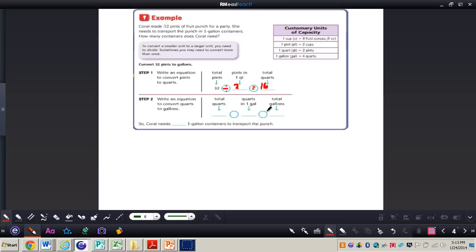So now it says write an equation to convert quarts to gallons. So we have 16 total quarts, and we are going from a smaller unit of measurement to larger, so that means we're going to divide. We're going to divide that 16 by however many quarts are in 1 gallon. We can see that there are 4 quarts in a gallon, so we're going to divide that by 4. And that will equal 4 total gallons. You can see we had to do 2 conversions here. Okay, so it says, so Coral needs 4 1-gallon containers to transport the punch.